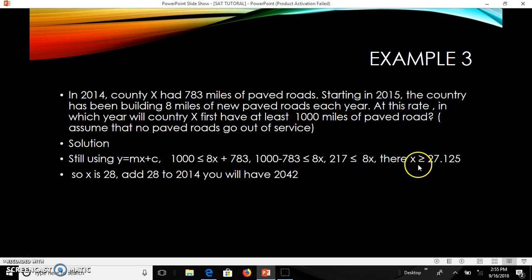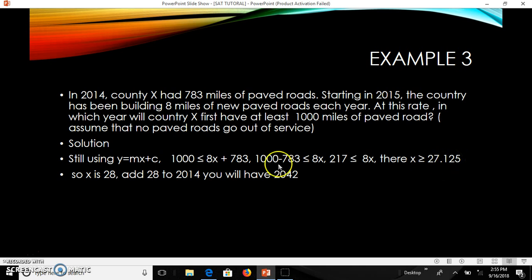27.157. Now we cannot record our answer like this. It's equal or greater, so when we round it up to 28, it's still in the range because it's greater. You're not saying it must be exactly 1,000. So go to the next whole number, which is 28. So 28 years after 2014. This is what we got, 27.125, and we can't record this. We need a year. You can't measure a year in decimals.